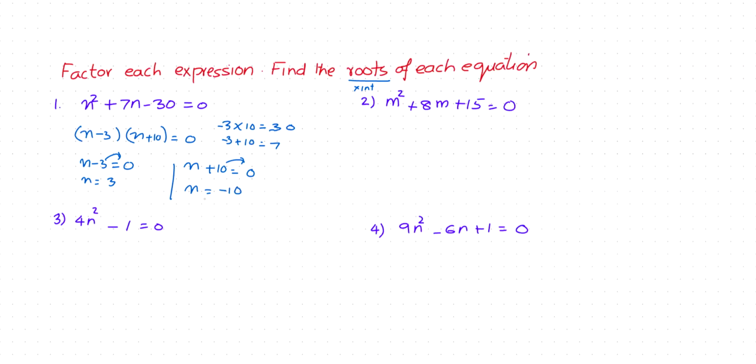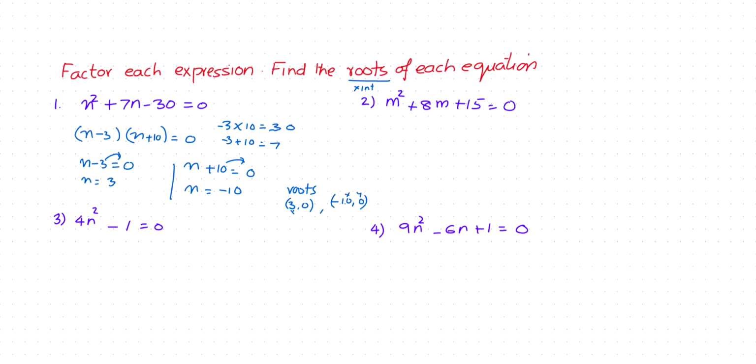So the roots are 3 and 0, and another root is negative 10 and 0. This is the x value, this is the y value. This is the x value, this is the y value. Here also x value and y value. So these are the roots.